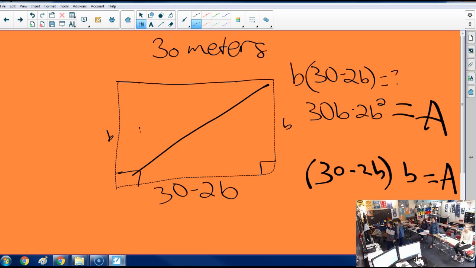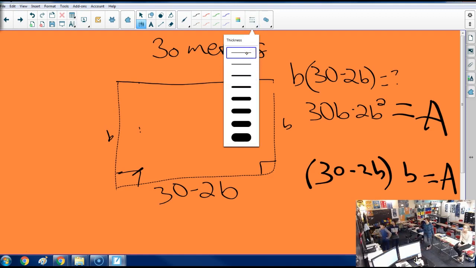Y'all, so we actually don't know these lengths, right? We can't say this is 30 minus 2b, because the length doesn't exist yet. You're deciding what to make the length.